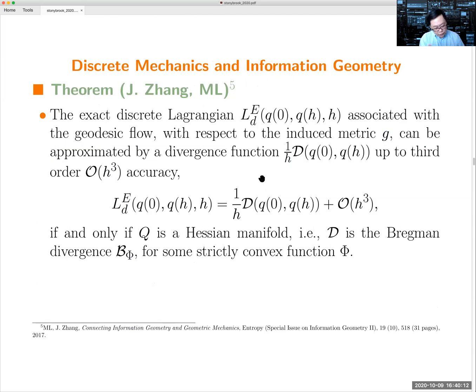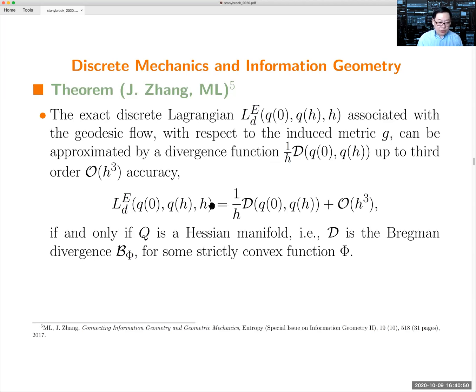Okay, so that was a long review of geometric integrators and in particular variational integrators. So let me try to tie it back then with information geometry. The first thing is that if you look at this exact discrete Lagrangian, you can show basically that, okay, I should say I want to look at the exact discrete Lagrangian associated with a geodesic flow, and in particular with respect to a geodesic flow which is induced by this metric G, which comes from a given divergence function, okay?